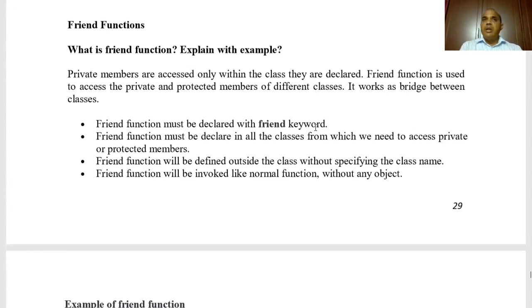Without using the class name, we can define friend functions directly like normal functions. Like normal functions, we can define the friend function outside the class without using the friend keyword or class. Friend functions are invoked like normal functions, without creating an object. We can call the friend functions directly. Clear, all of you?